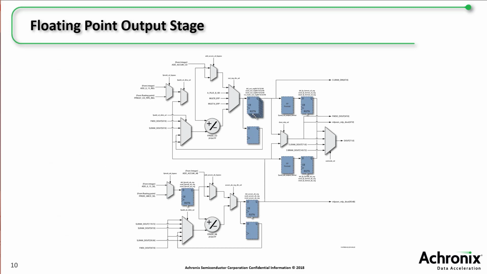The floating point output stage shares much of its circuitry with the integer output stage. Similarly, it can also be considered in two halves, upper and lower. Within the lower half, the selection is made between the output of the lower multiplier or the sum of both multipliers. The results are then added or accumulated, the same as in the integer stage.